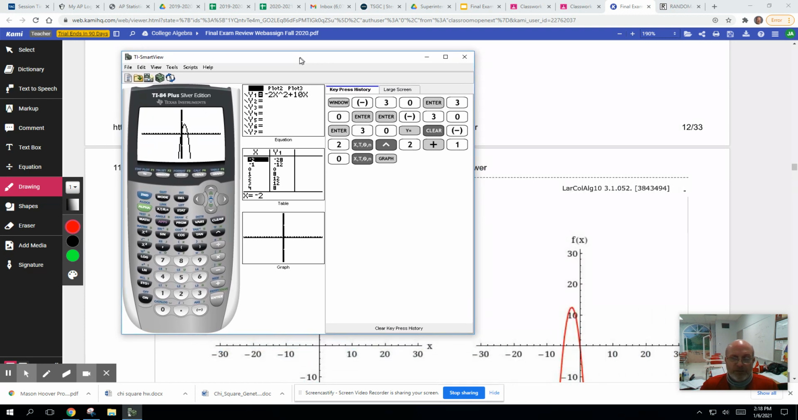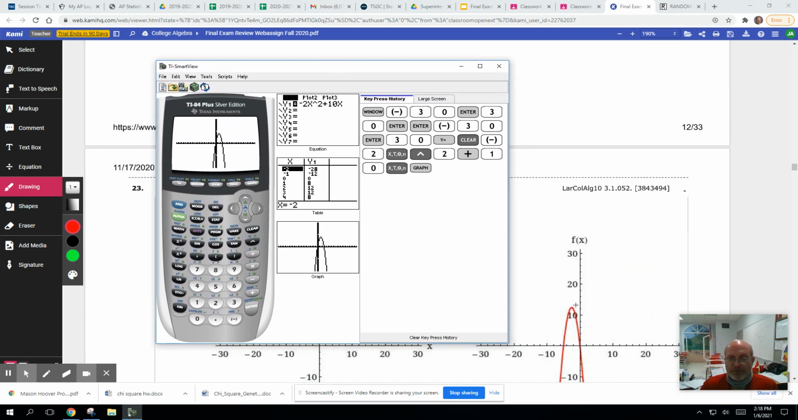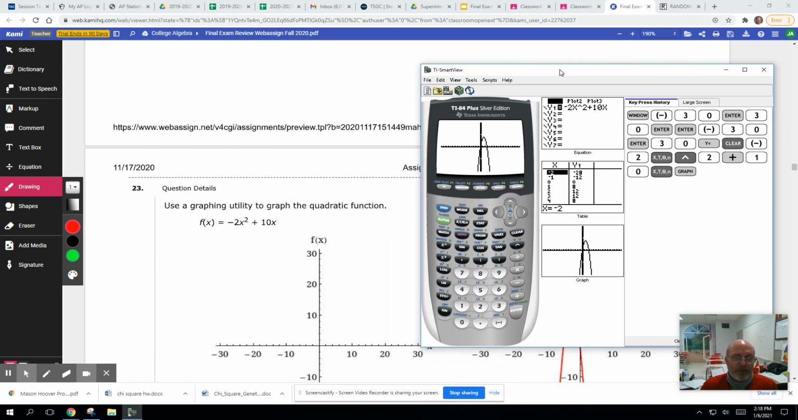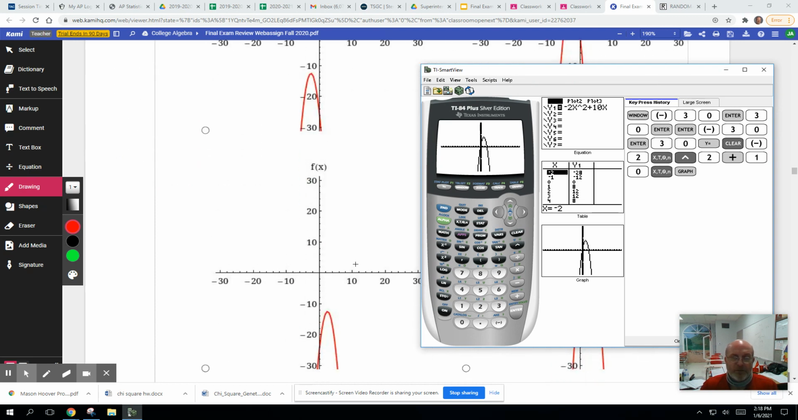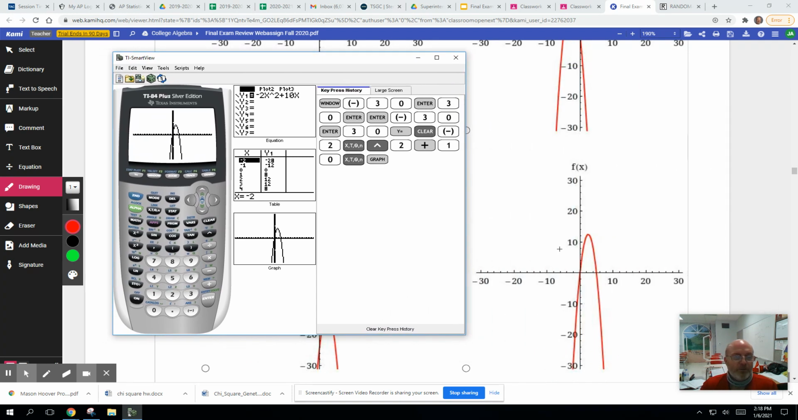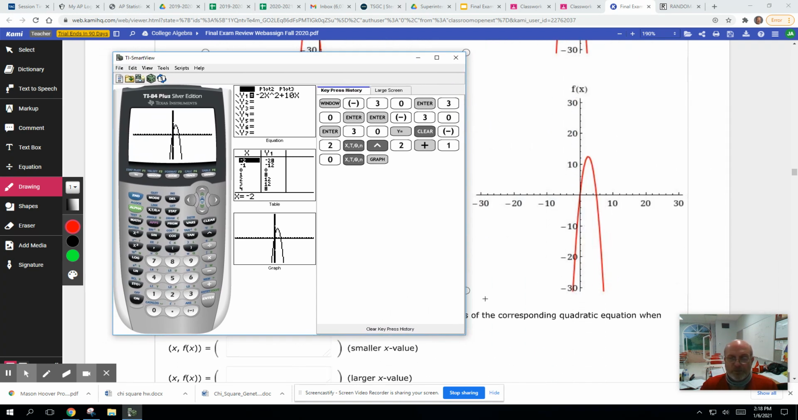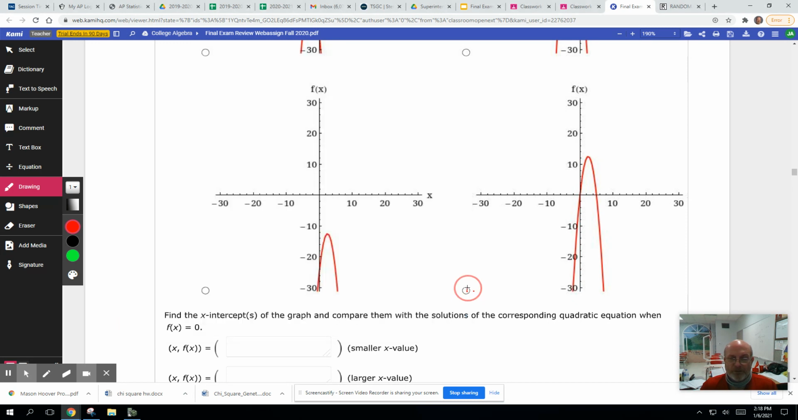And we can see that it's not this graph, or this graph. So this is the one it looks most like, so we're going to make that our answer.